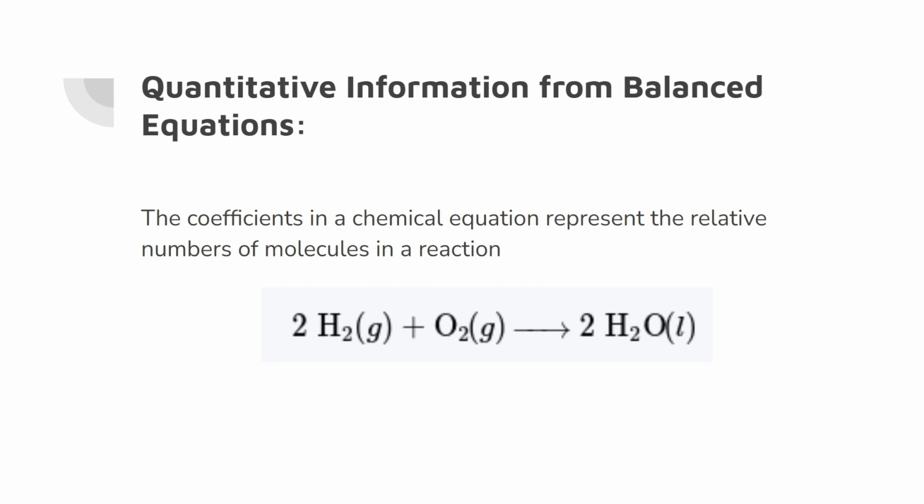A big thing about this chapter that it's important to keep in mind is that the coefficients in a balanced chemical equation represent the relative number of molecules in a reaction. So when we have the balanced equation of water here, which is 2H2 plus O2 gives 2H2O, that means that 2 molecules of hydrogen gas plus 1 molecule of oxygen gas is going to equal 2 molecules of water. And that ratio is always going to be consistent. That is the relative number of molecules in the reaction.